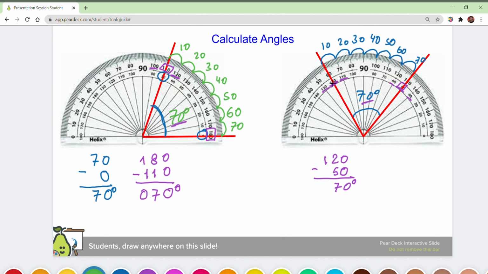Last but not least, we are going to look at the outside scale for this angle. So between 50 and 70, we got 60, and between 120 and 140, we have 130. So 130 minus 60: 0, 7, so 70 degrees. 70 degrees means that my angle is acute.